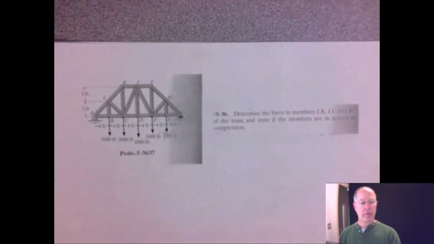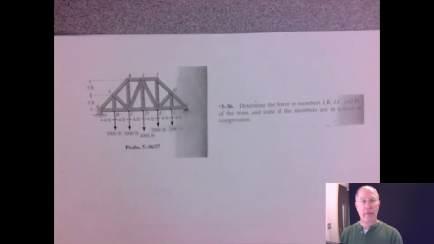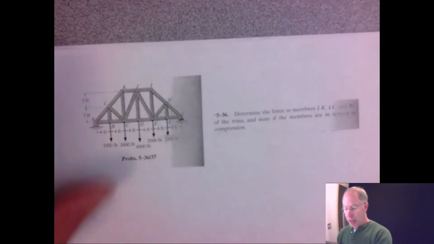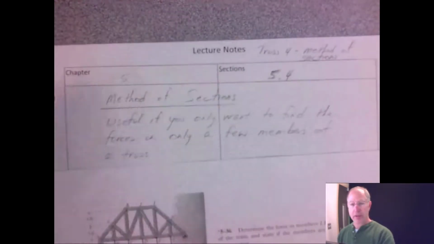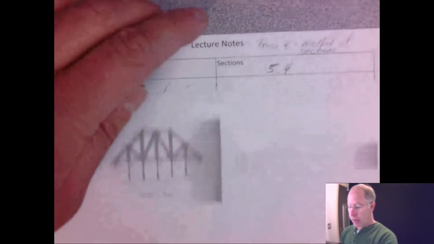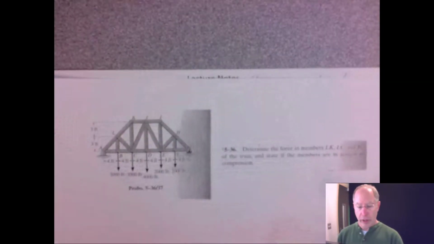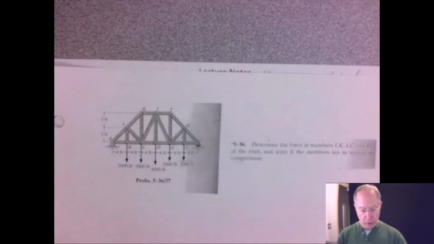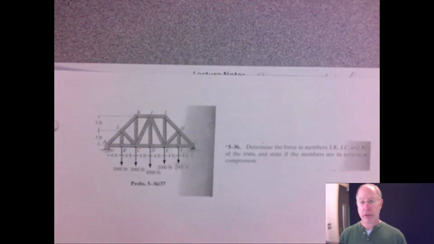All right, welcome back. Today, let's talk about the method of sections. If you don't want to know the forces in all the members of a truss, but only a select few, you don't have to use the method of joints to analyze the truss joint by joint. We can use the method of sections. It's a very nice shortcut when you only want to know the forces in a few members, as in this problem.